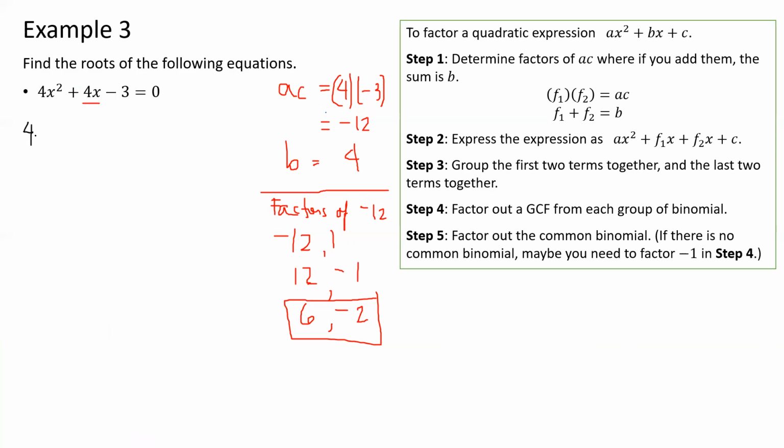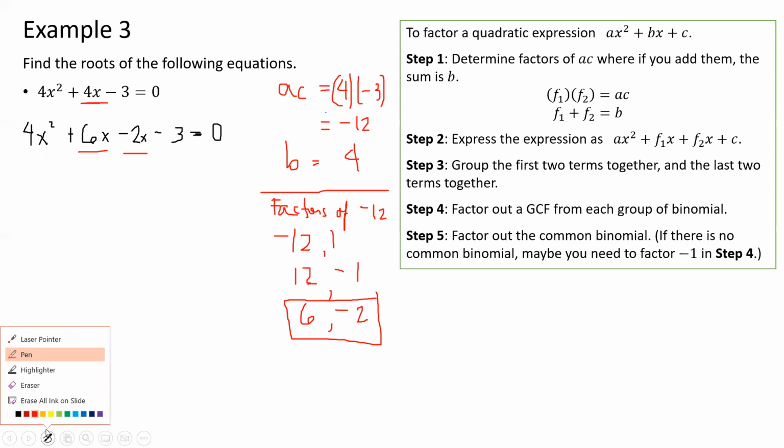So we can write 4x squared plus 6x minus 2x minus 3 equals 0. So we rewrite 4x as 6x minus 2x. And now we can group the first two terms together. 4x squared plus 6x. What are their common factors?